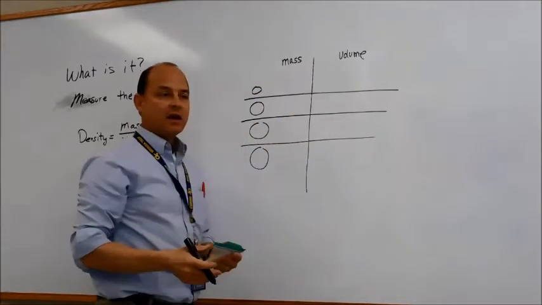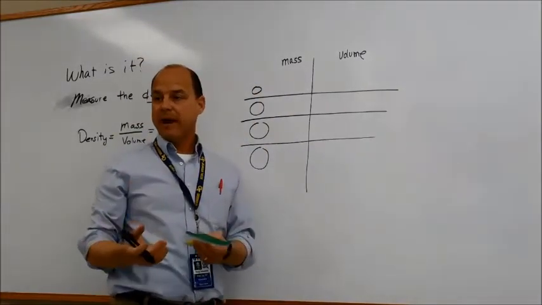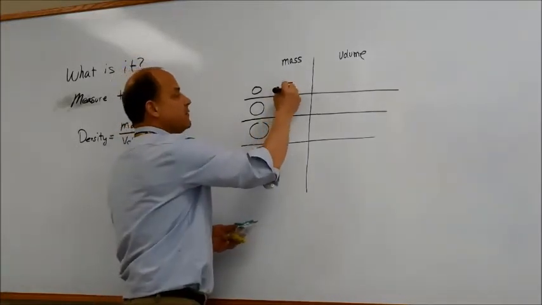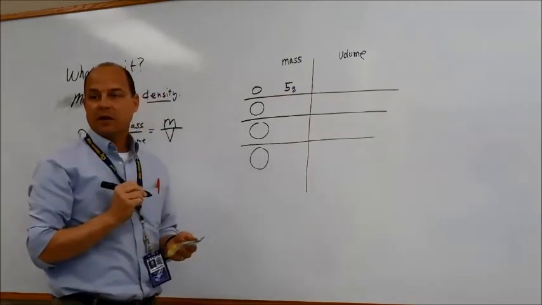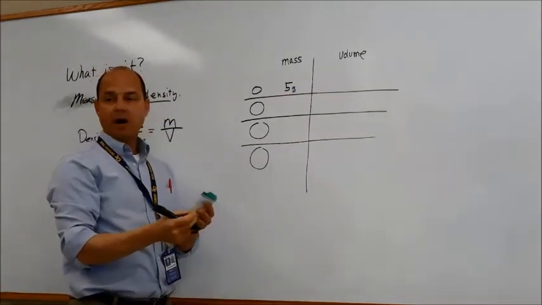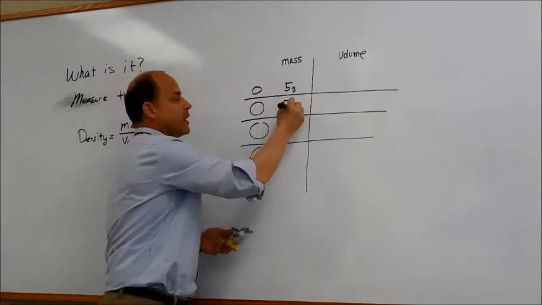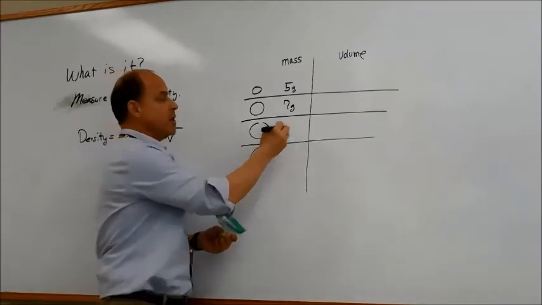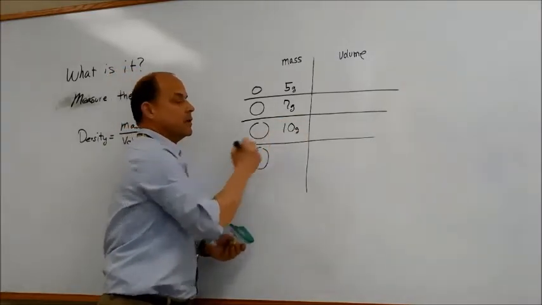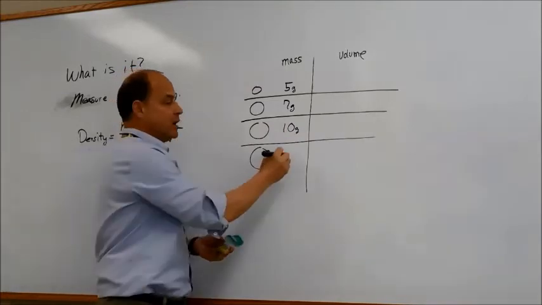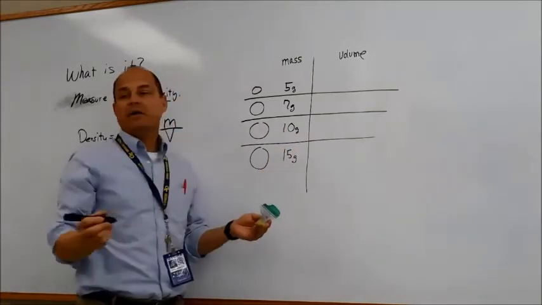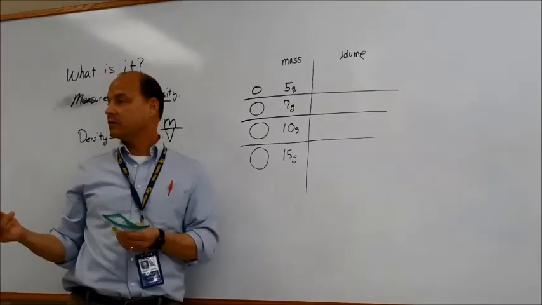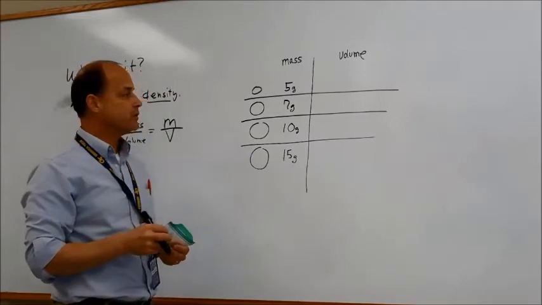So let's just say you get the triple beam balance scale and you weigh the tiny ball and you get, let's just say, 5 grams. And then you weigh the small ball and you get 7 grams. Okay. And then you weigh the medium-sized ball and you get 10 grams. And then you measure the large ball and you get 15 grams. I don't know how much these balls weigh. That's what you're going to find out. And it may be different for every student, but you're going to use your sample.